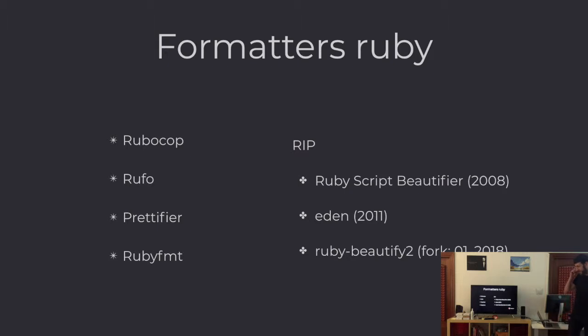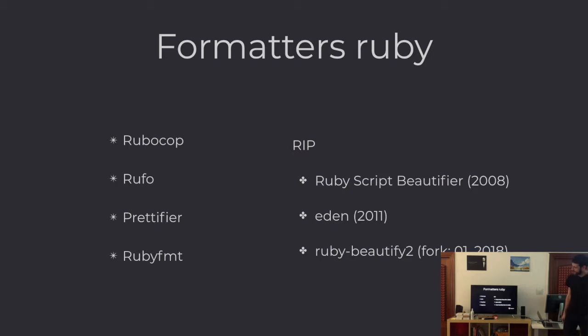We have the first try projects, maybe even scripts, in 2008. I saw some script for formatting Ruby code. Aiden was also a Ruby gem. Ruby Beautify was also followed by JS Beautifier. But those projects are not developed anymore, so they are not counted among the formatters for now.